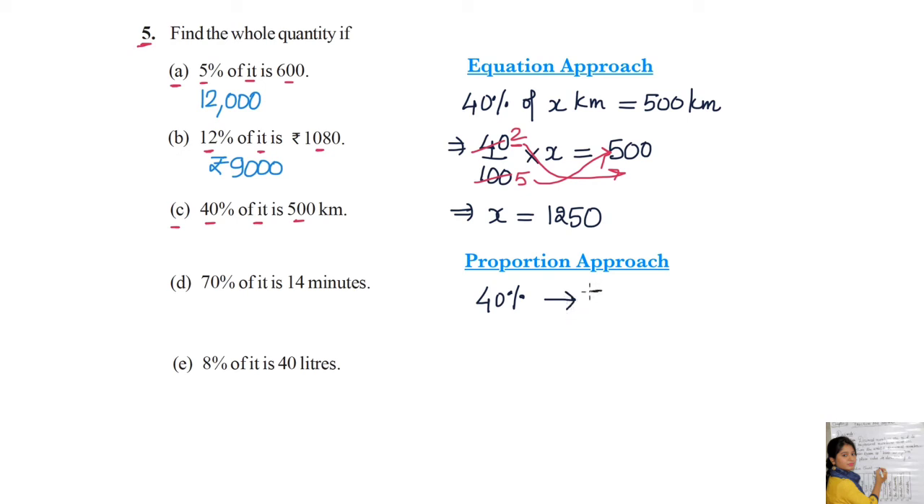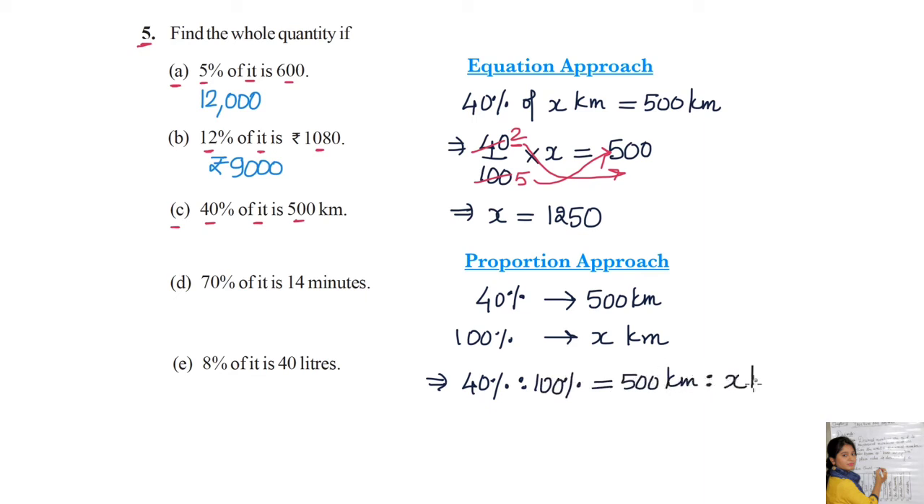40% corresponds to 500 kilometers. So the whole quantity, 100%, corresponds to x. We don't know that value, that has to be found, in kilometers. So let's form the proportion. 40 percent is to 100 percent as 500 kilometers is to x kilometers, right? So it can now be written as 40 divided by 100, which will be equal to 500 divided by x.